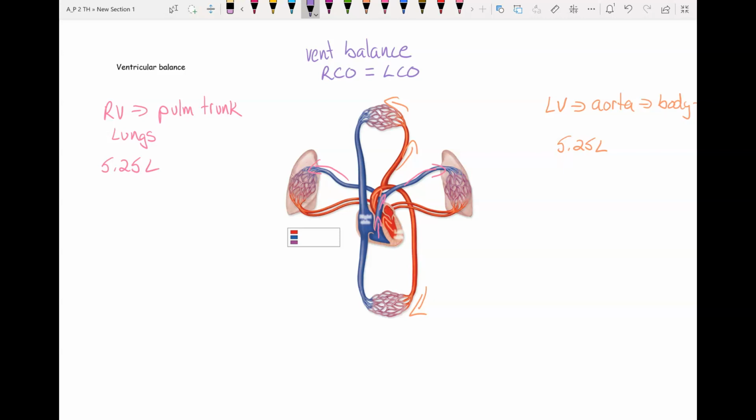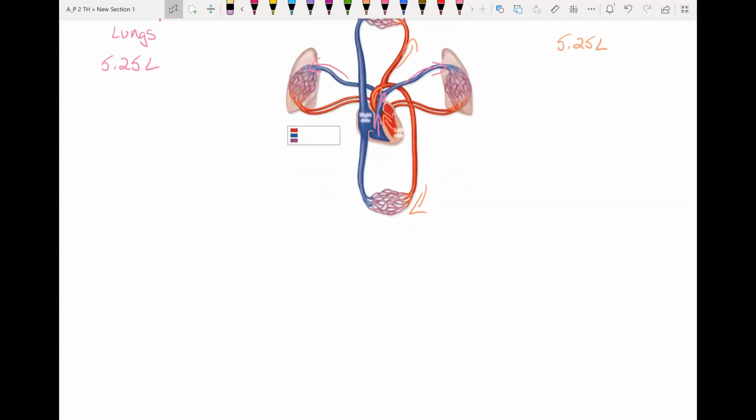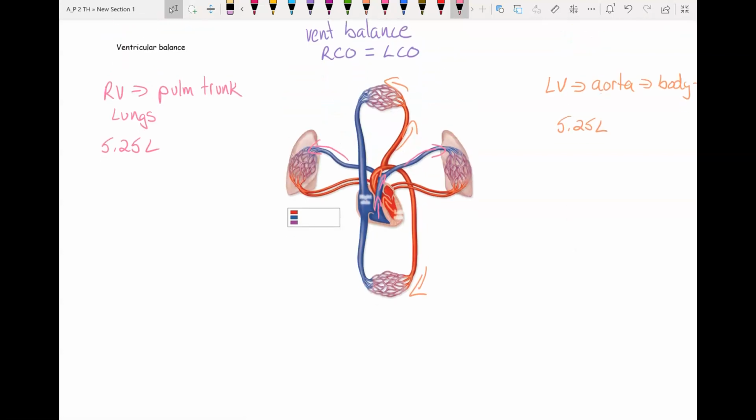But not everyone has ventricular balance. You can have problems with your heart in which you no longer have ventricular balance. The problems can be on the right or on the left. If you have damage or weakness, the muscle is weak on the right side of the heart, then it will have a lower cardiac output. It'll have a lower stroke volume and therefore a lower cardiac output. This will cause your right cardiac output to be less than your left cardiac output.